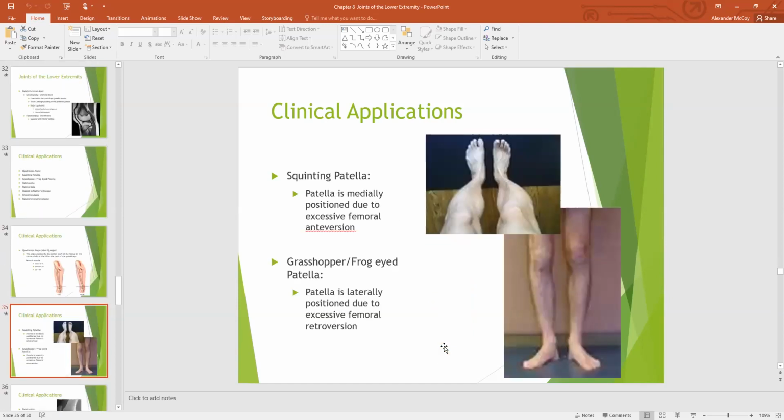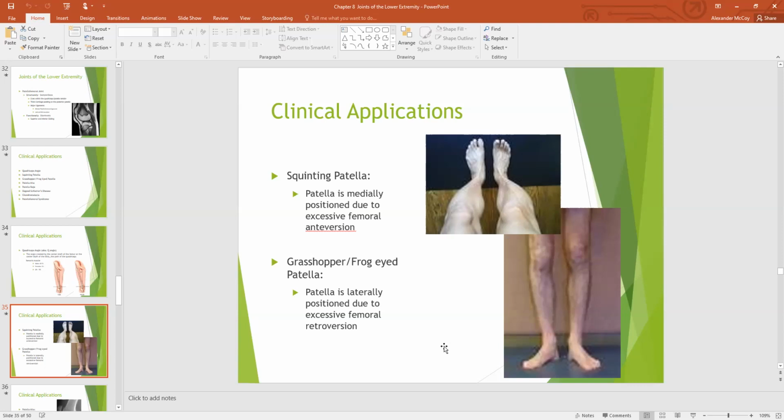We also have the patella. We can look at the patella and it can tell us a lot of things. So some people, yours truly included, have a more medially positioned patella. And this is due to that excessive femoral anteversion. Do you remember what that is? If you don't, go back, check it out, because we just talked about it, 15 slides ago. Grasshopper, frog-eyed patella. This is where you have that more lateral position of your patella, and this is due to excessive femoral retroversion, okay?